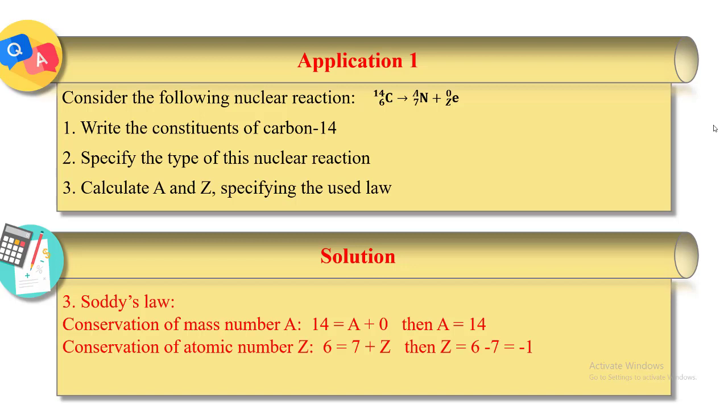From the conservation of the charge number, we can calculate Z. In the reactant, we have 6 protons, and in the product, we have 7 plus Z. So Z is equal to 6 minus 7. It is equal to minus 1, which represents an electron of mass number 0 and charge number minus 1.